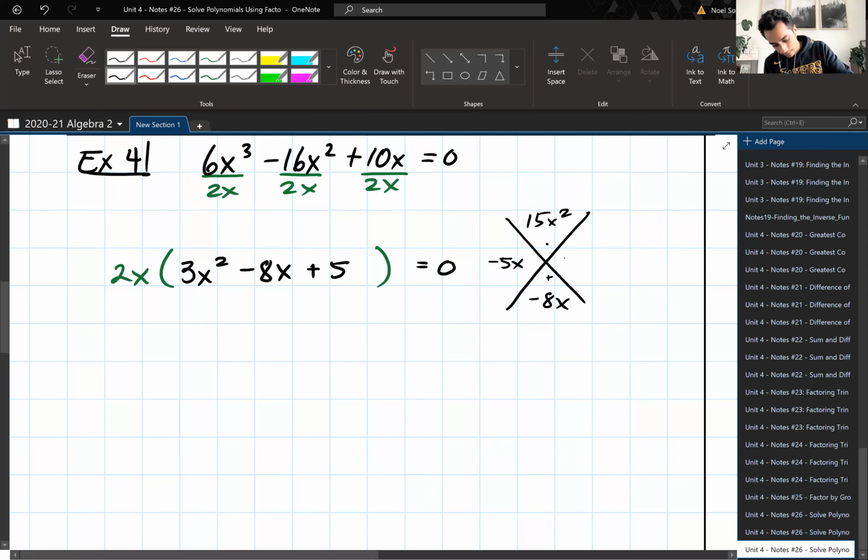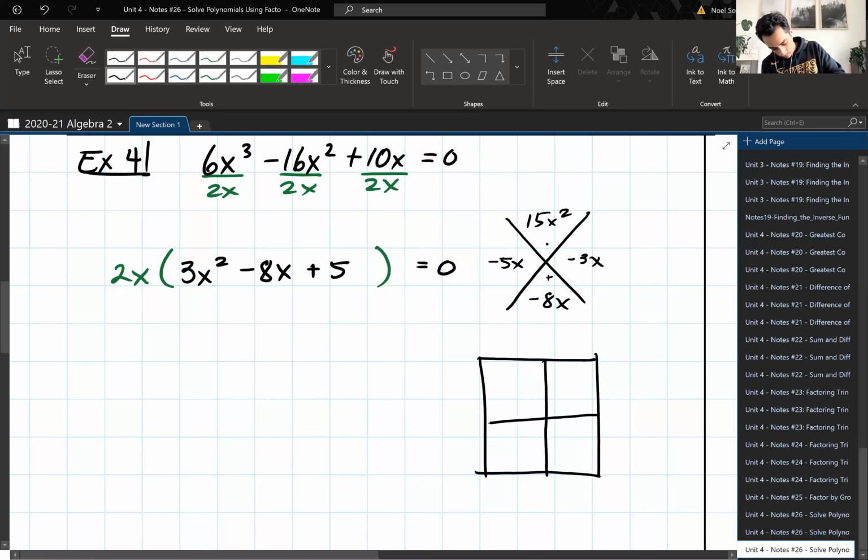Yeah, a negative 5x and a negative 3x, right? The product becomes positive, the sum is still negative. So we then move on to the box. Remember that the two terms that we use on the sides of the x get moved into the diagonal in our box. So negative 5x and negative 3x.